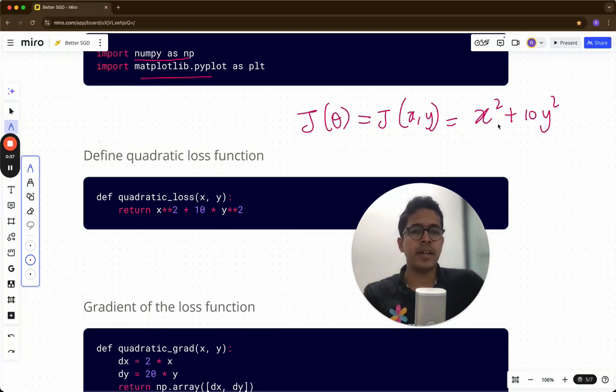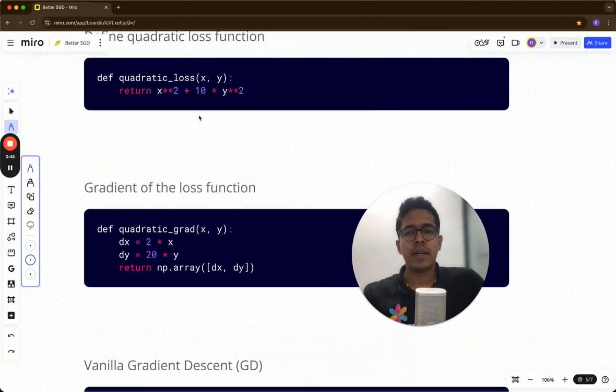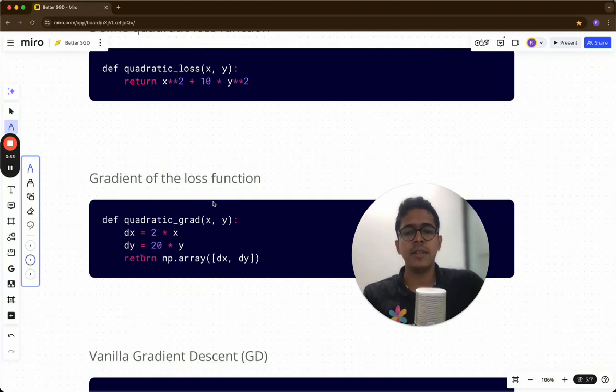I mean, for theta, we are using x and y. One of the parameters is x and the other parameter is y. So it's like a quadratic loss function. Then the gradient will be dou J by dou x is 2x, and dou J by dou y will be 20y. So that is what we have here, quadratic loss function.